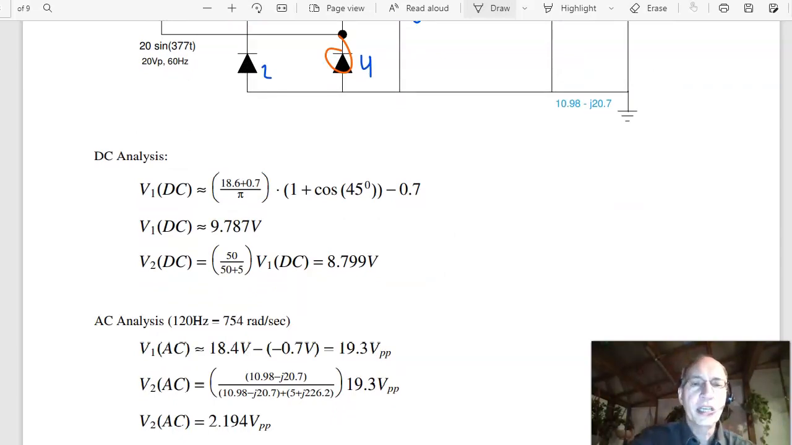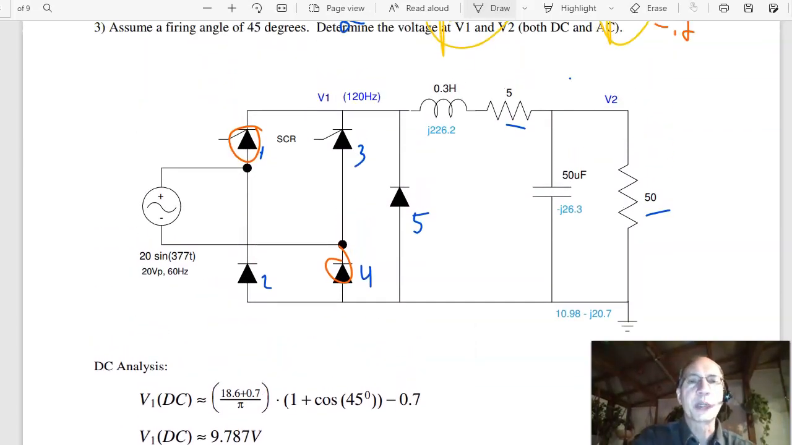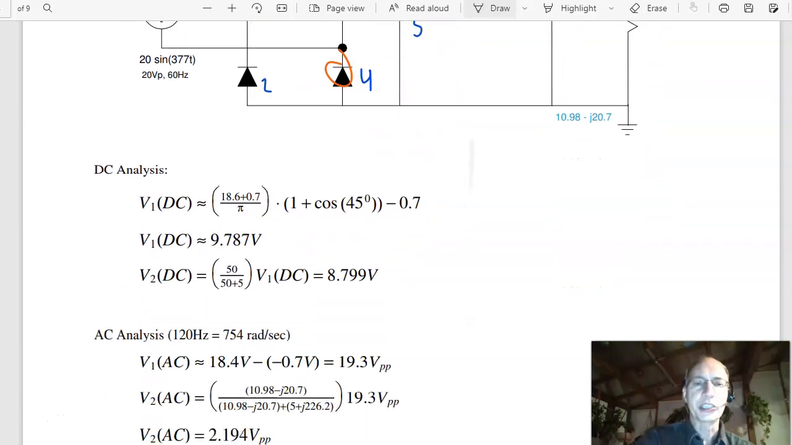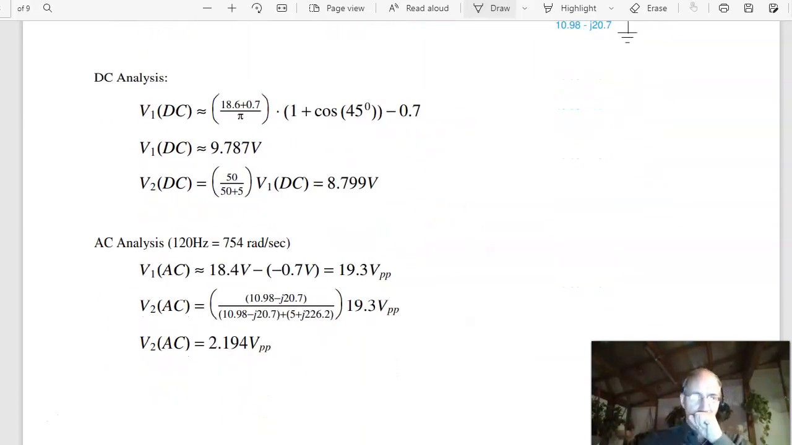The frequency is 120 hertz, so that's a full wave rectifier. Find the inductance at 120 hertz, j226 ohms, capacitance at 120 hertz, minus j26 ohms. Put the capacitor and resistor in parallel, do voltage division. I get the voltage at V2, 2.19 volts peak to peak.